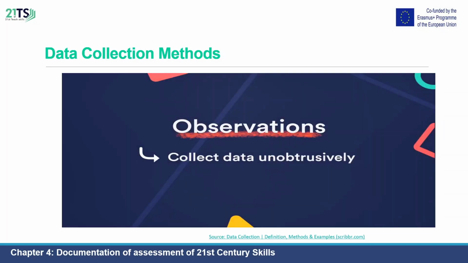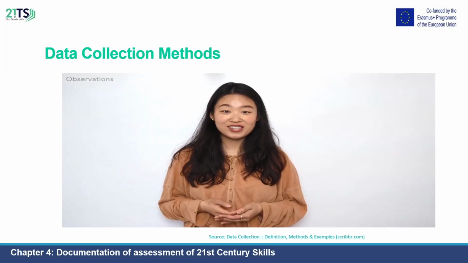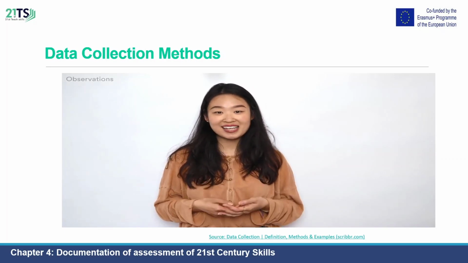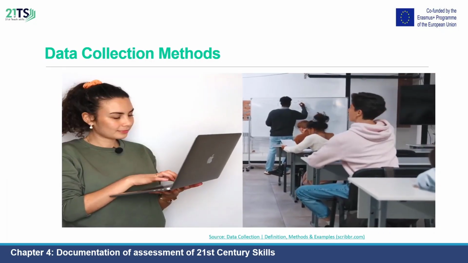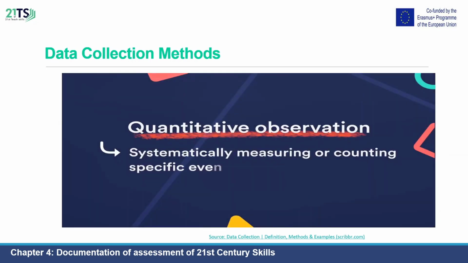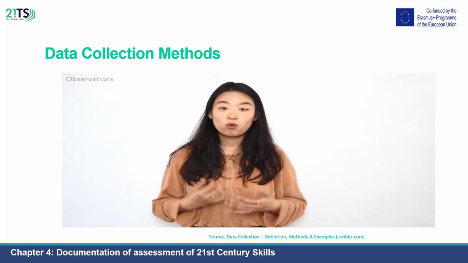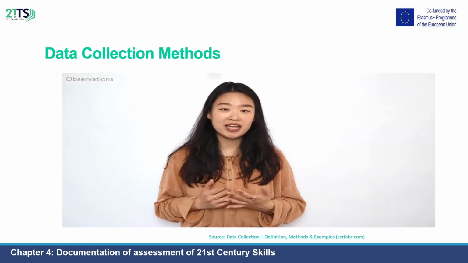Observations allow you to collect data unobtrusively, observing characteristics, behaviors, or social interactions without relying on self-reporting. For example, to research teachers' skills in online teaching, you could observe their classes directly. Observations may be conducted in real time, taking notes as you observe, or you might make audio-visual recordings for later analysis. Quantitative observation involves systematically measuring or counting specific events, behaviors, characteristics, etc. With this method, it's important to have clear and objective rules to ensure you count the same thing consistently.